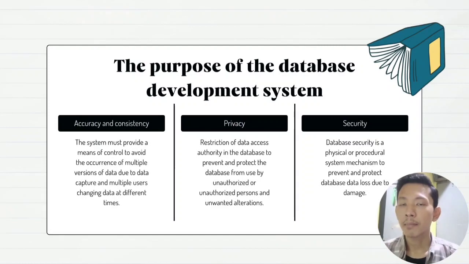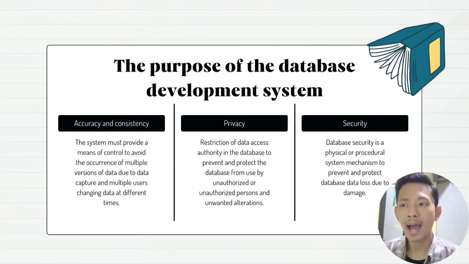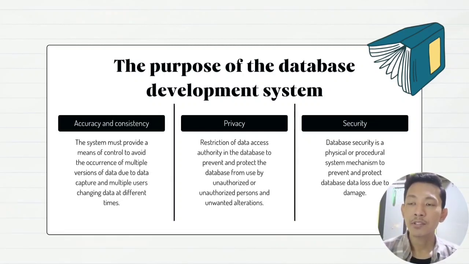And number 11 is about privacy. Restriction of data access authority in the database to prevent and protect the database from use by unauthorized person and unwanted alterations. And number 12 is about security. Database security is a physical or procedural system mechanism to prevent and protect database data loss due to damage.